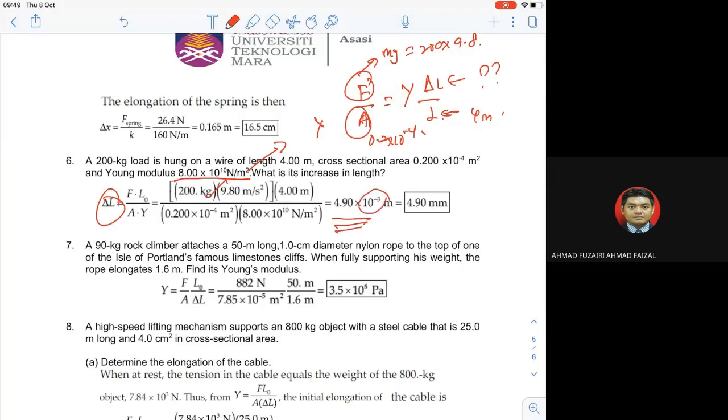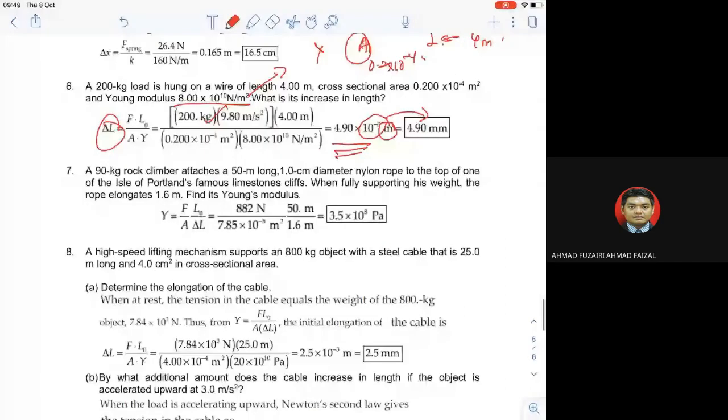Tengok memang sikit je value dia eh, kalau kita tukarkan dia tu. Maksudnya tak perlu pun kita tukar dalam meter per millimeter eh. Just leave the answers in SI unit. Okay, should be okay.